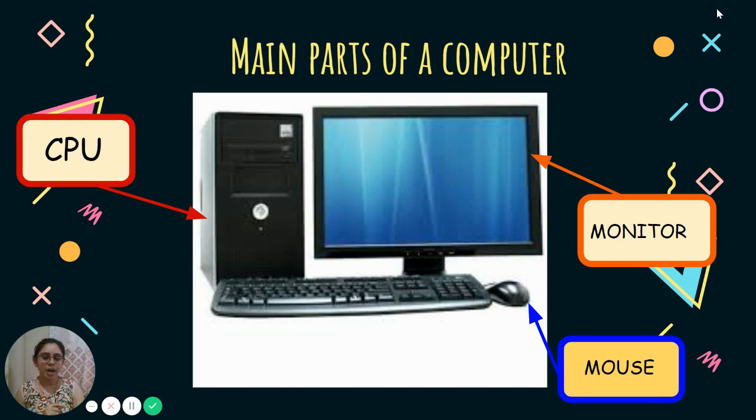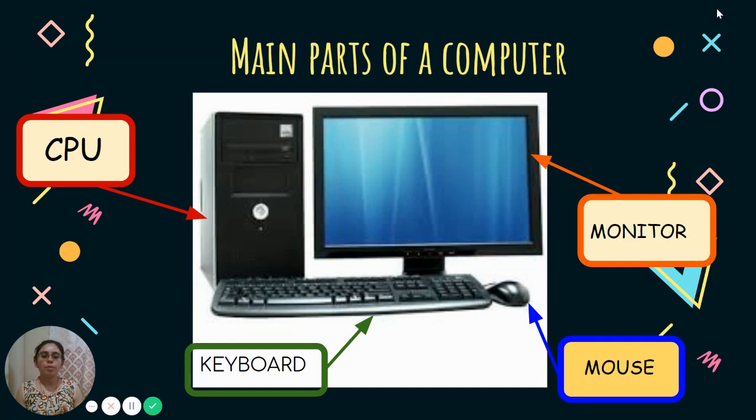The next part is keyboard. Keyboard has got so many keys, and these keys are used to type alphabets, letters, numbers and symbols on the monitor. Hence, a keyboard is also called a typing device.